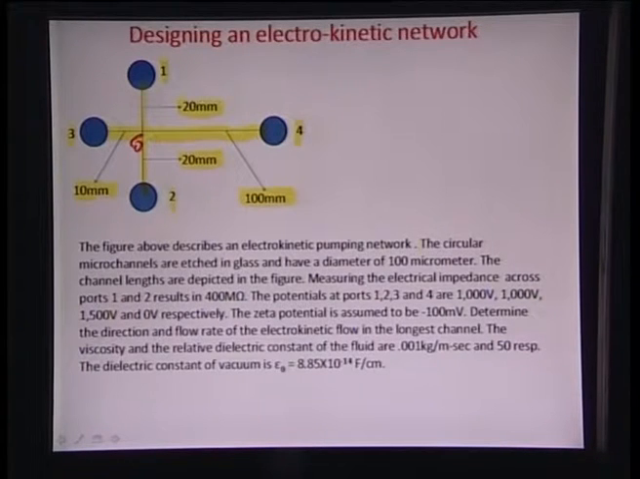Okay, so we assume that the cross section of these microchannels is perfectly circular, and they are etched in glass, and they have a diameter of about 100 micrometers. Okay, so measuring the electrical impedance across ports 1 and 2 results in 400 mega ohms, and we assume that the fluid filled inside channel 1, 2 is responsible for providing the resistance, and that the resistance is homogeneous. Okay, so if the medium is not altered, there is almost always a uniform resistance per unit length, if the channels are continuously filled.